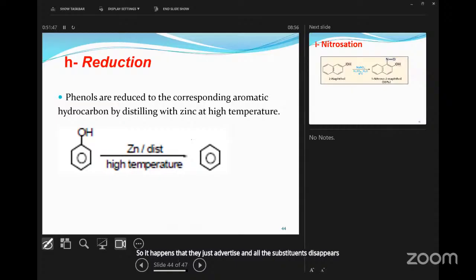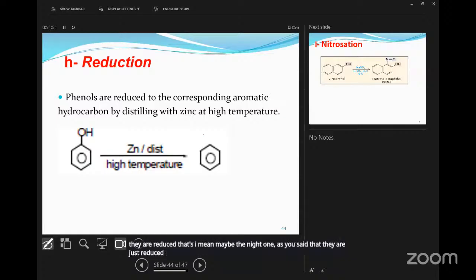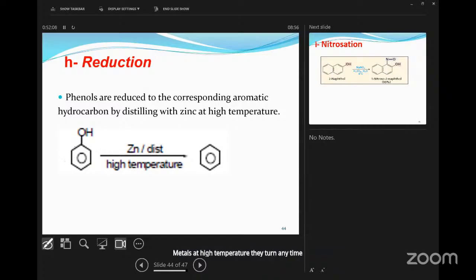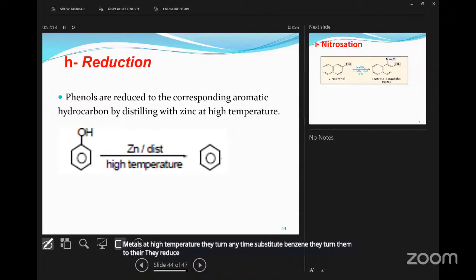So they are reduced, maybe that's the right word. They are reduced to the corresponding benzene. So at high temperature, zinc, even tin, Sn, you can also use tin and so many other metals. At high temperature, they reduce any substituted benzene to its aromatic form. So it's not only zinc we can use, that's what I'm saying. You can also use tin and so many other ones like that.